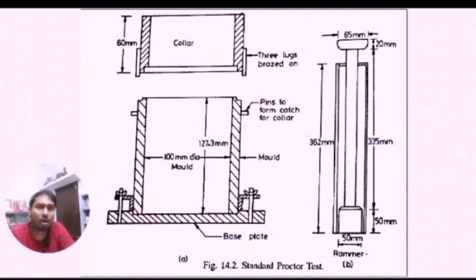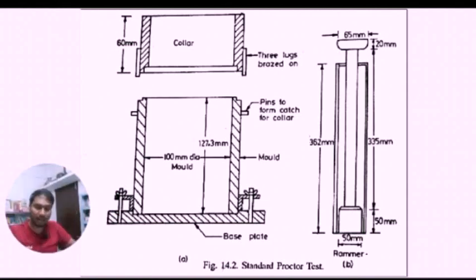There is another part called the rammer. The weight of the rammer is 2.6 kg, the height of fall of this rammer is 310 mm, and the diameter of the plunger of this rammer is 50 mm. So this is the description of the standard Proctor test apparatus. Now coming to the procedure of the test.